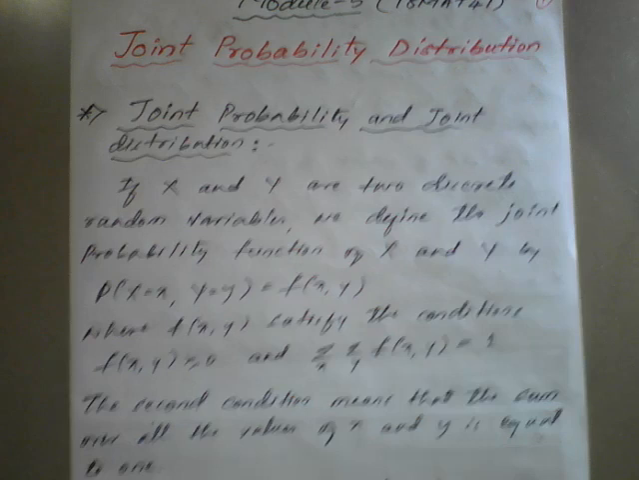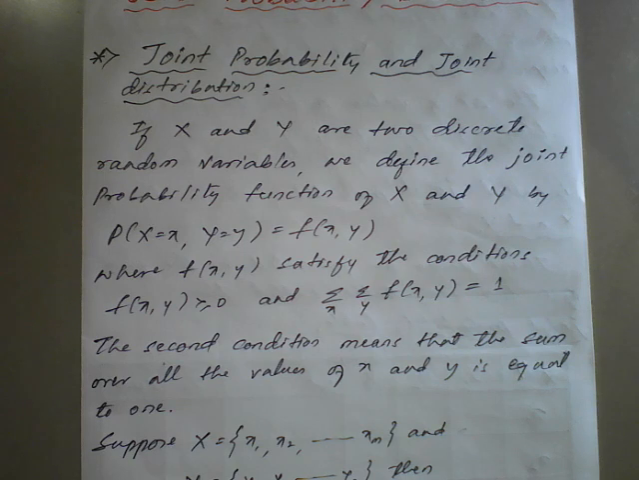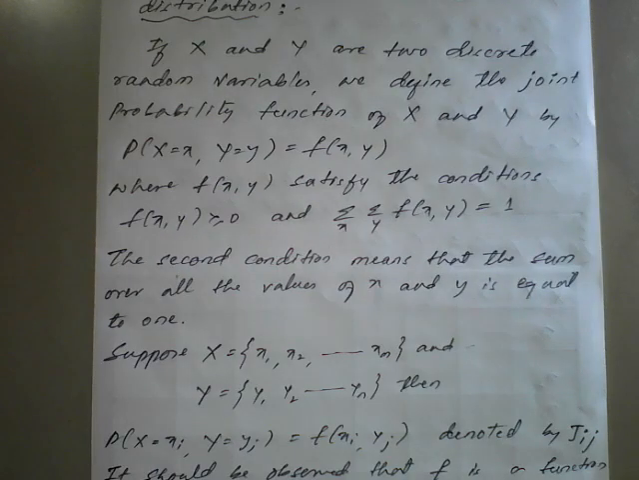So the second condition means that the sum over all the values of small x and small y is equal to 1. Suppose capital X takes the values x1, x2, and so on up to xm, and capital Y takes the values y1, y2, y3, and so on up to yn. Then the probability of capital X equal to xi and capital Y equal to yj is f of xi comma yj, denoted by J of ij, where i belongs to x and j belongs to y.